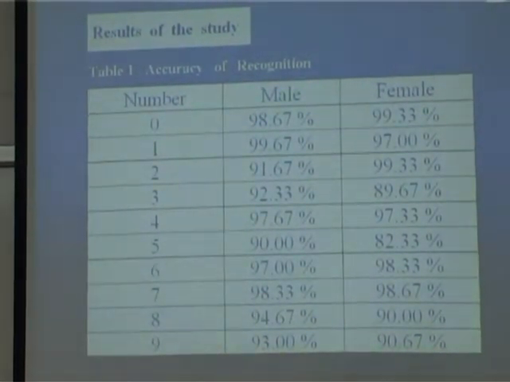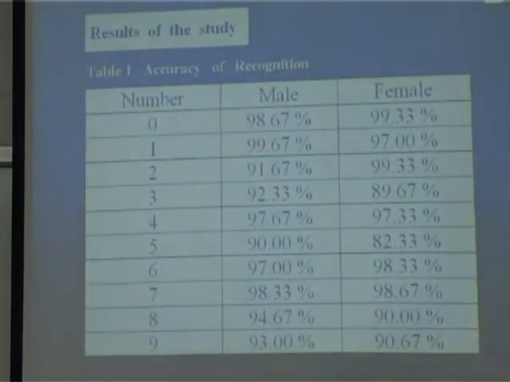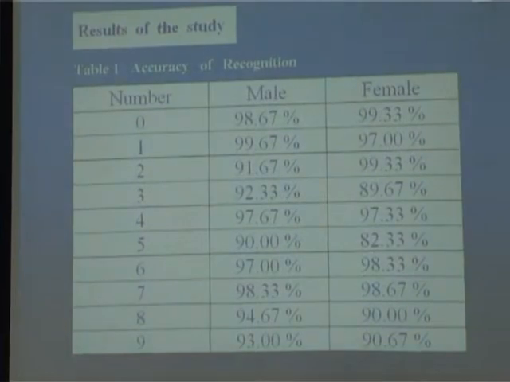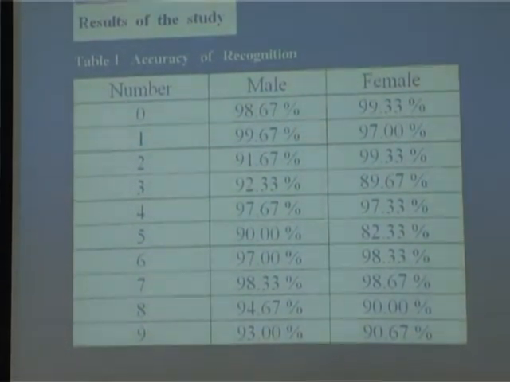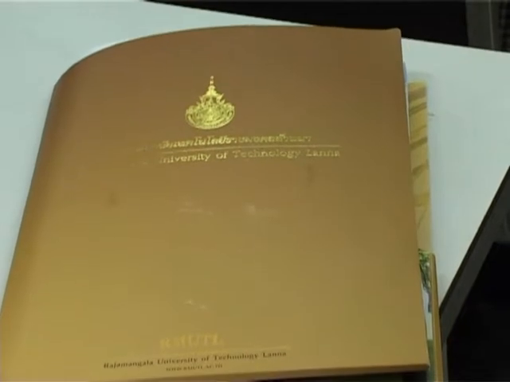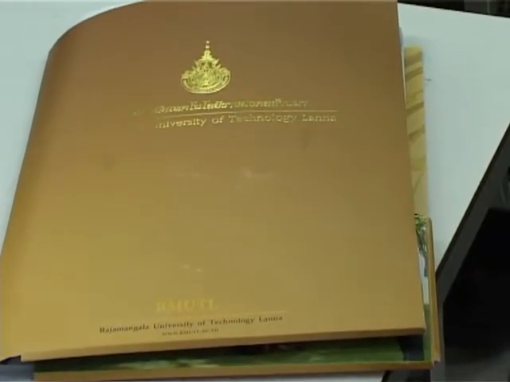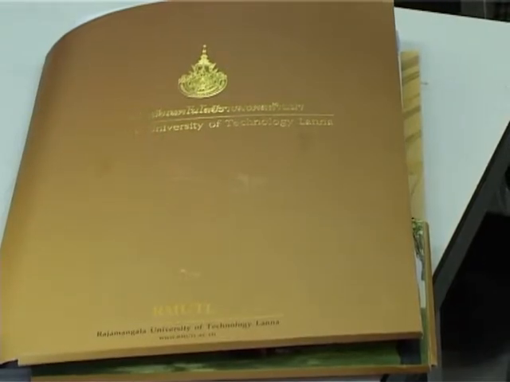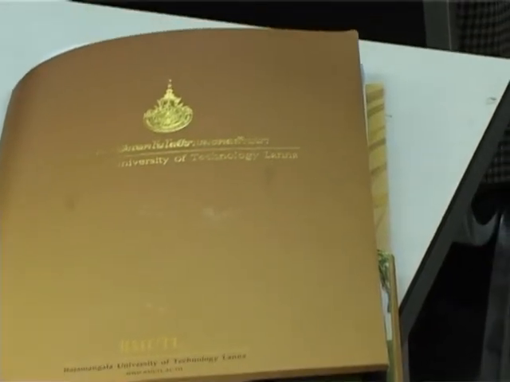This slide shows the result of the experiment of all numbers. The results show that for the male speech group, the percentage of maximum recognition rate is 99.67% in F number 1, and the minimum rate is 90% in F number 5.